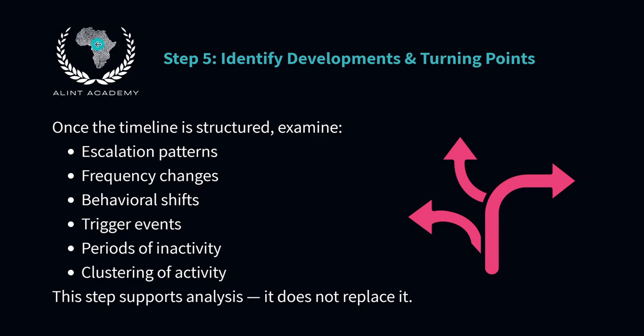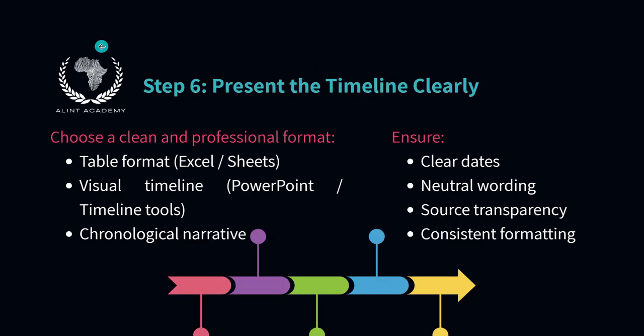Step 5. Identify developments and turning points. Once the timeline is structured, we begin examining it. We look for escalation patterns, frequency changes, behavioral shifts, trigger events, periods of inactivity, clusters of activity. This stage supports analytical insight, but it does not replace formal intelligence assessment.